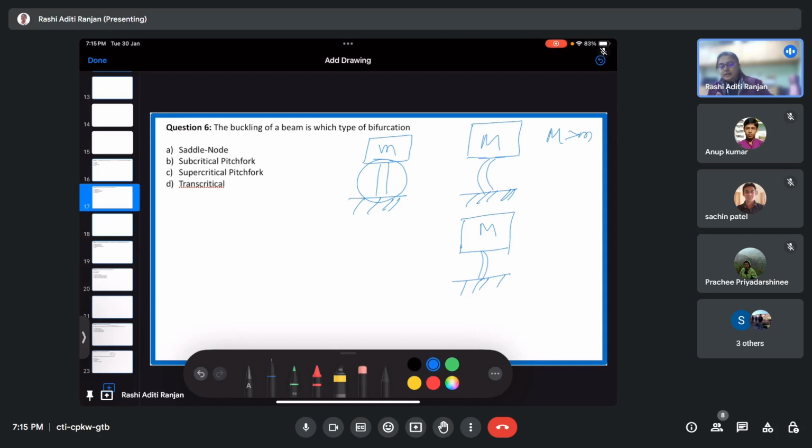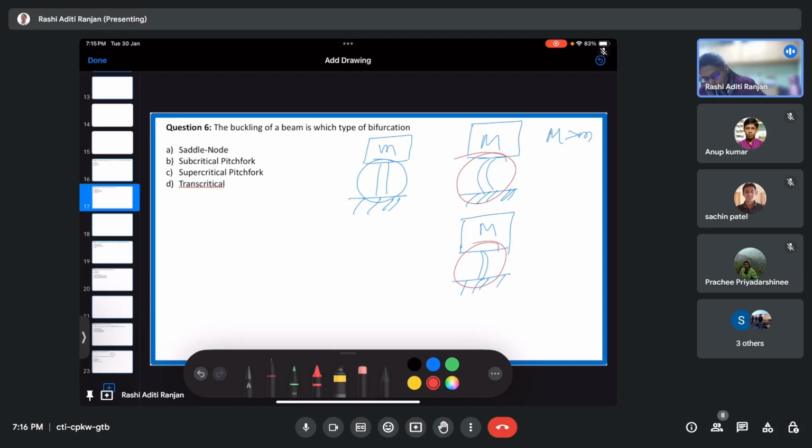Now, when I increased the mass to capital M, what has happened? The beam is now buckled. Now it is again in an equilibrium state, but the difference is that initially the beam was straight, now it has bent. And it can bend in either of the two directions. It can have a curve like the first case, or it can have a curve like the second case. So what is happening as mass is changing?